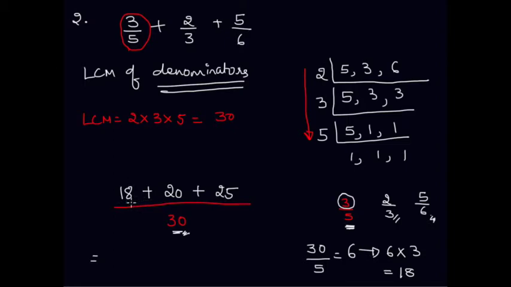Okay, so what is the sum of these three numbers here, which form the numerator? 18 plus 20 plus 25 gives us 63 divided by 30. Again, we can simplify this. If you divide it by 3, you get 10 here and 21 here, correct? Yes. So it's 21 divided by 10. That's the final answer.